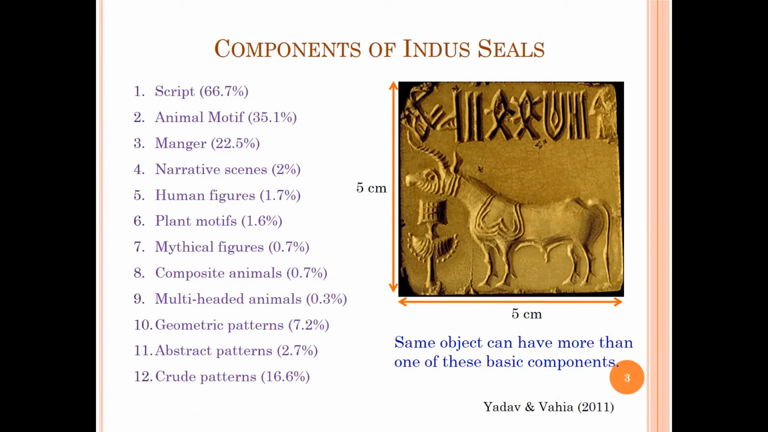So, though the individual contribution of these components is not much in comparison to script, animal motif, and the manger, it is these components that do provide us a peep into the beliefs or ideology of Indus people. But I'll not be discussing these components today. Rather, we will be focusing our discussion mostly on this string of signs which comprise the Indus writing. And if we collect these texts from different objects, we end up with a corpus, and we use that corpus for our analysis of the structure of the Indus writing.